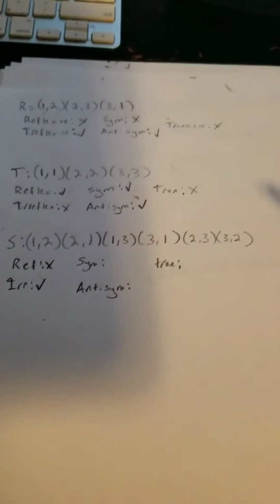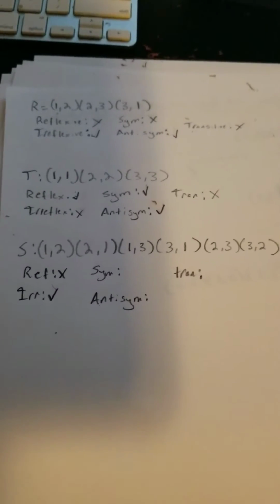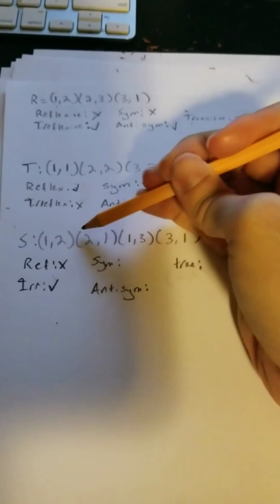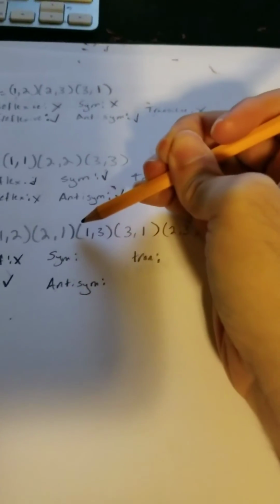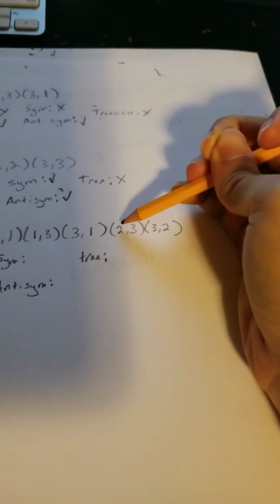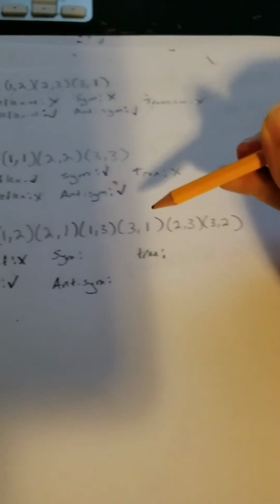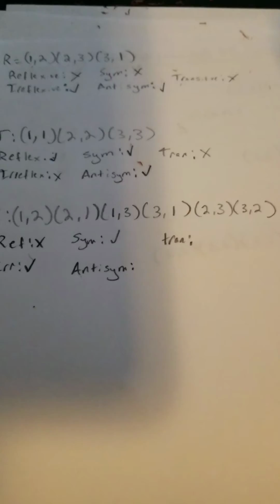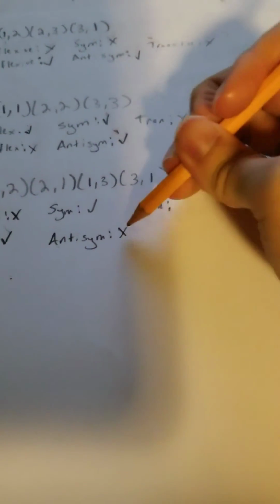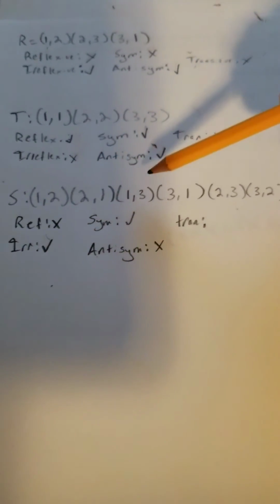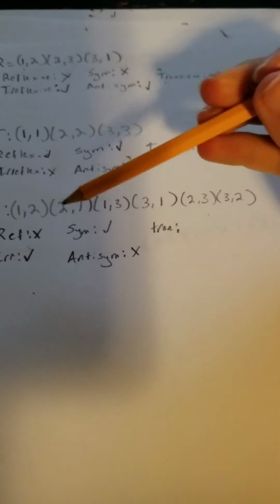For symmetry, we want to ask ourselves again, if we have x, y, do we have y, x? Well, here we have x, y, 1, 2, 2, 1, y, x. Yes, we do. We have 1, 3, x, y, 3, 1, y, x. Yes, we do. We have 2, 3, 3, 2. So this is, in fact, symmetrical. We're clearly not missing all pairs, so this is not anti-symmetrical. If it were anti-symmetrical, we would need to have 1, 2 and no 2, 1, 1, 3 and no 3, 1, and so forth. But because we clearly have all of them, it's not anti-symmetrical.